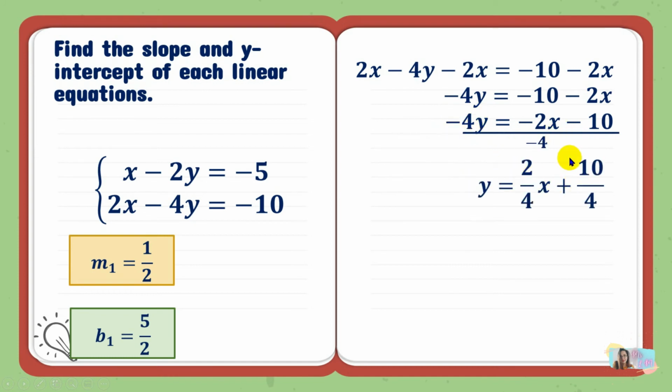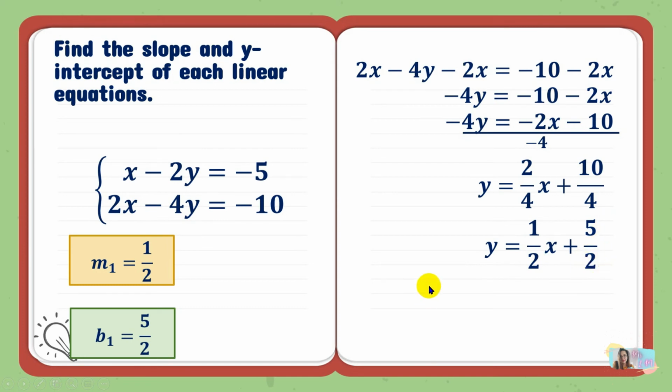Magkakaroon tayo ng y is equals to positive 2 over 4x plus 10 over 4. Okay? And we all know may simplified form pa itong ating mga fractions na ito, and that is positive 1 half and positive 5 over 2. Kaya po ang ating linear equation in the form of slope-intercept form for this example is y is equals to 1 half x plus 5 over 2.